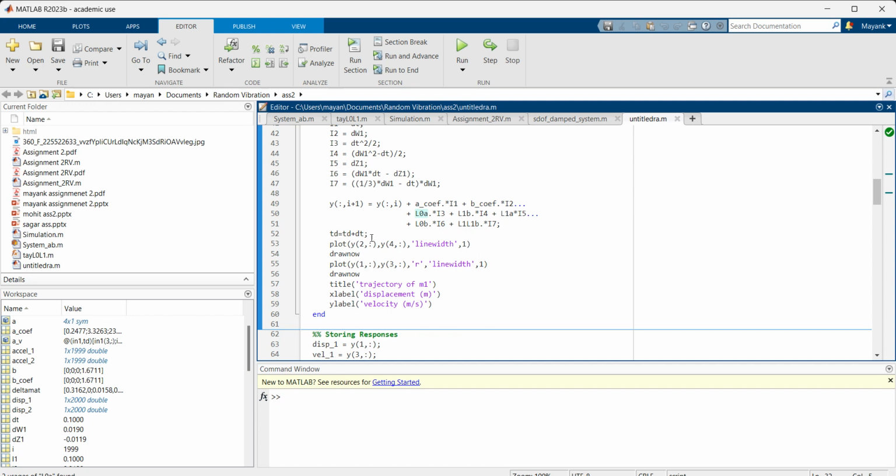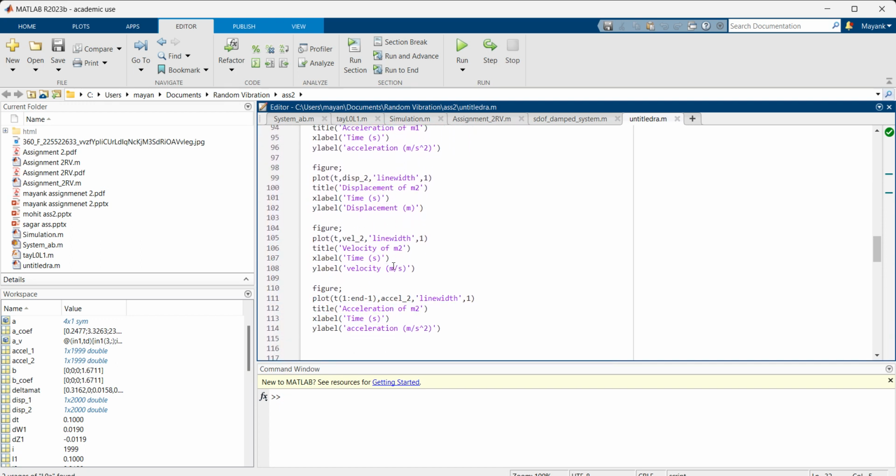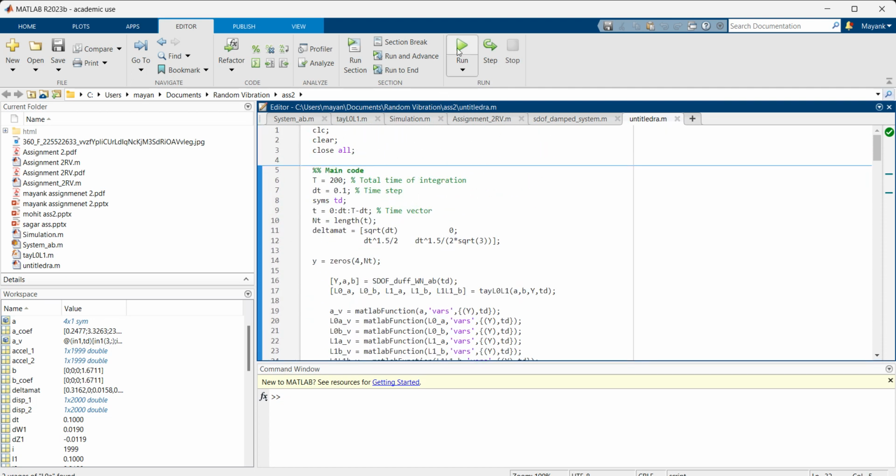Here these are just plot functions. It will be plotted. All the rest is used for plotting, and my code is like this.